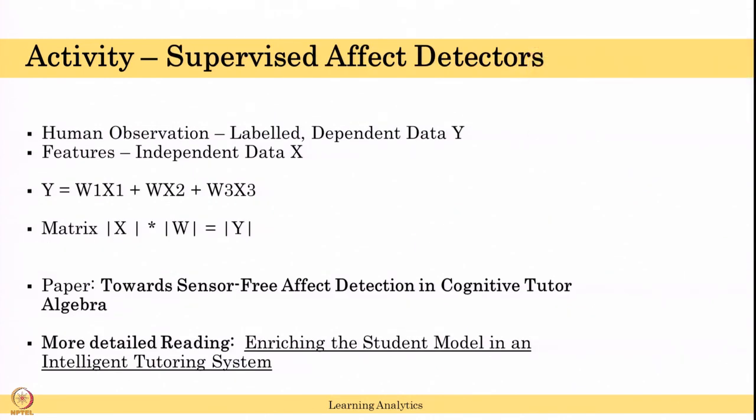So after you create features, human observation is the dependent data and the features are the X. Let's take a simple linear regression kind of approach: W1 x1, W2 x2, and W3 x3, where the weights are what you are trying to estimate from the training data. It is kind of a matrix. Once you have the matrix, you can apply multiple ML methods.